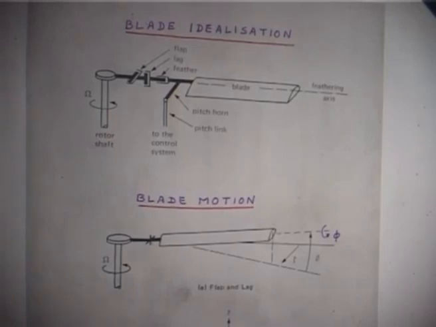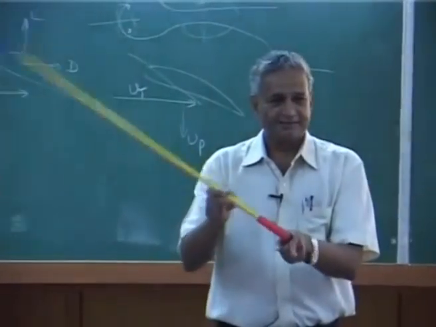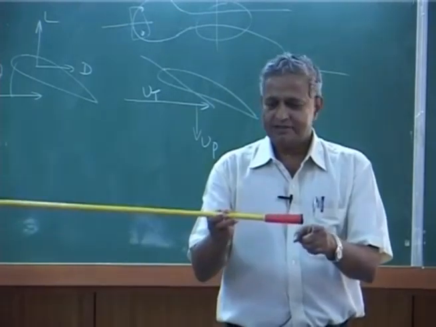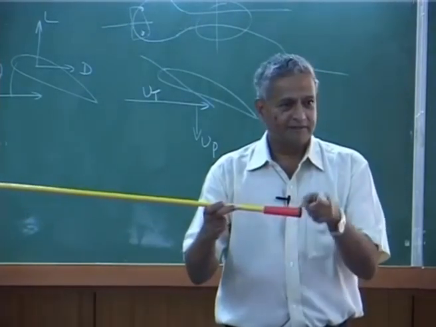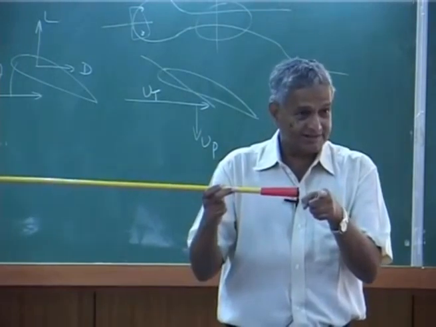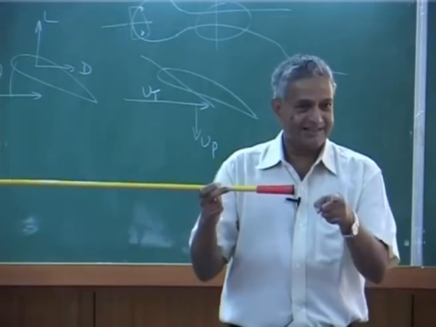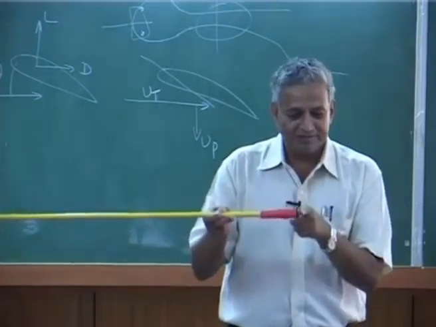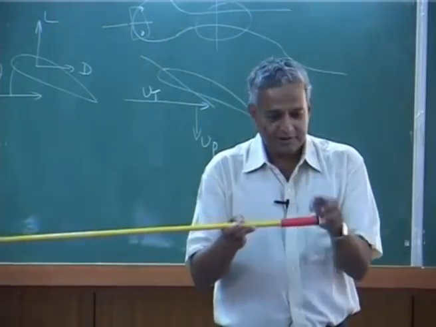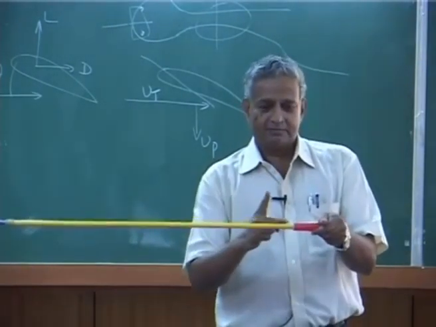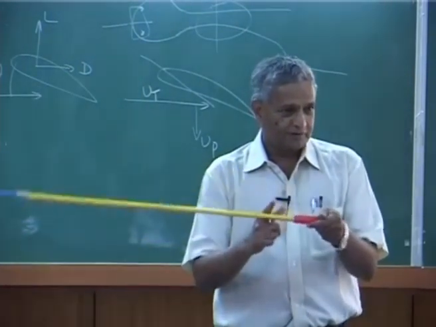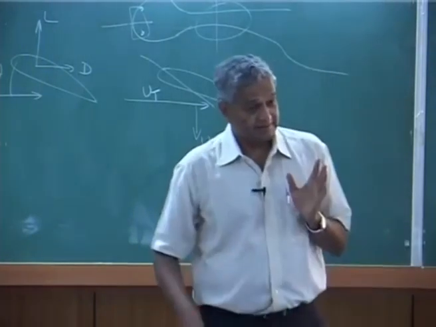If it is outboard, suppose the flap hinge is this, it is flapping like this. If my pitch is outboard, I will change the pitch angle to any value, but the flap hinge will not rotate, it will be still in the same place. So the blade will flap like this. On the other hand, if my pitch is here and flap is outboard, if I rotate, the flap hinge will rotate, then the blade will flap like this. You follow? Now these are very, very critical.